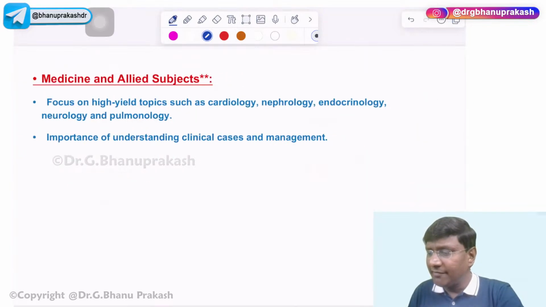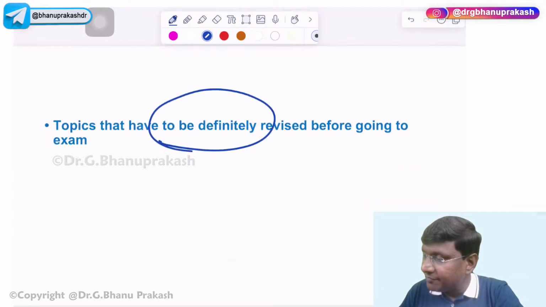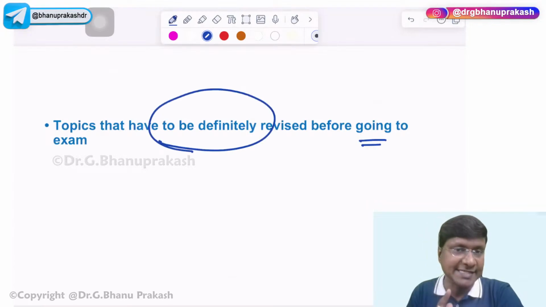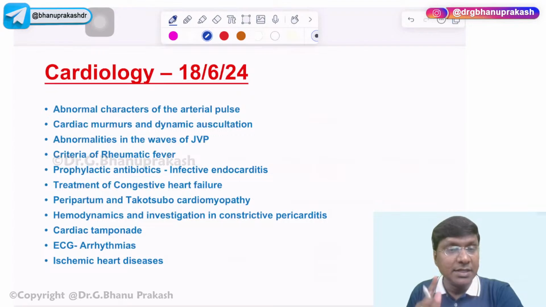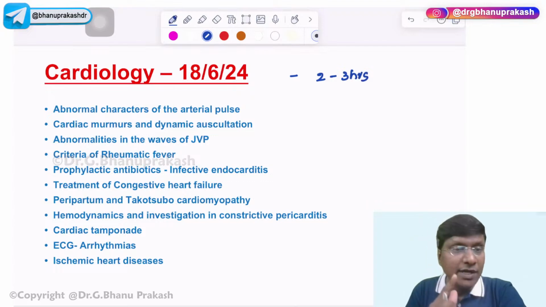Right? So what I have done is, the topics that have to be definitely revised before going to the exam, I have just divided the topics in the form of dates and how much time you need to allot in a day. For cardiology, tomorrow you try to allot 2 to 3 hours. And what are the topics that definitely you need to revise?